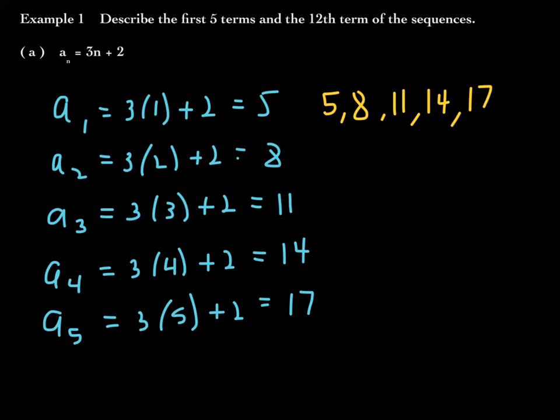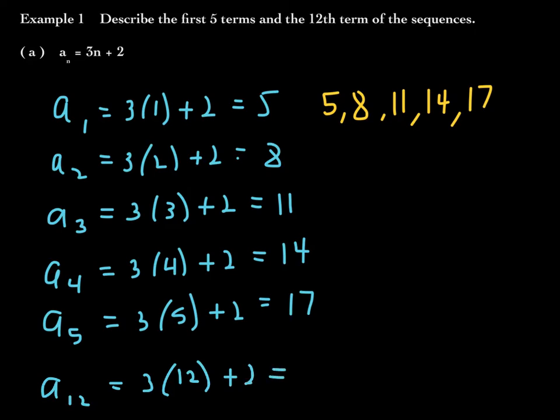Now, the next thing they ask for is the 12th term. What I do not recommend, although we could do it theoretically, is that you have your first, second, third, fourth, and fifth term, and keep on listing out the terms until you get to the 12th term. Instead, why don't we just plug in 12 for n, and we can jump all the way straight to the 12th term in this sequence.